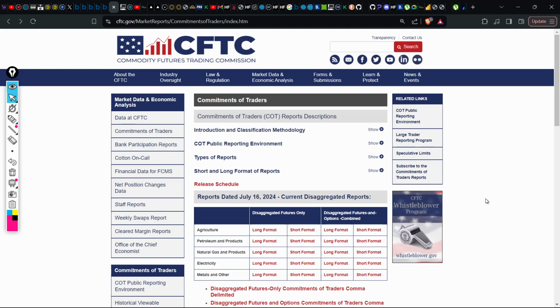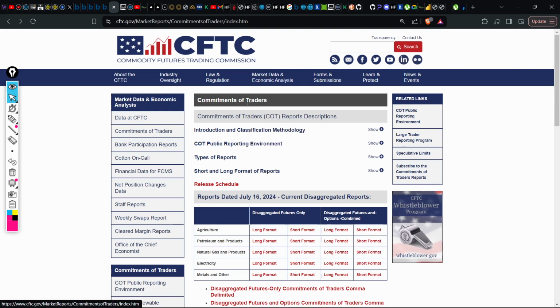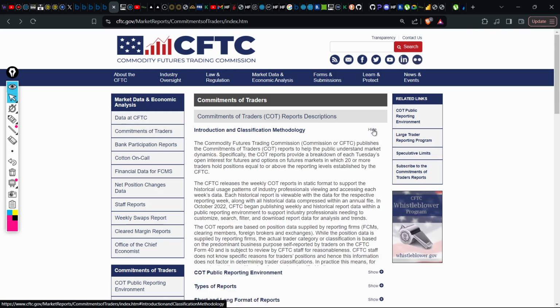So essentially, like I said, we're going to be looking at the Commitment of Traders report, and here we are. This is the CFTC website, the Commodity Futures Trading Commission. This is where the Commitment of Traders reports usually are released. It's under Market Data and Economic Analysis. You can see Commitment of Traders. So, introduction, classification, methodology, COT public reporting environment, types of report, long and short reports format. Essentially, all the information is here. You can just read it for yourself.